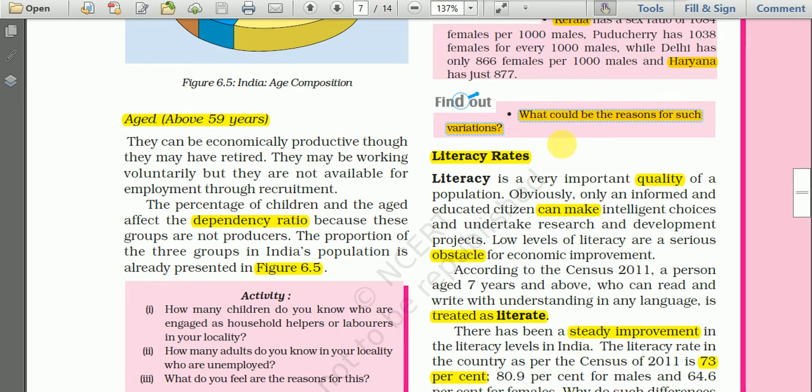The first one, female feticide, means killing of the fetus inside the mother's womb. Then domestic violence against women. So all these are reasons for variation in the sex ratio.